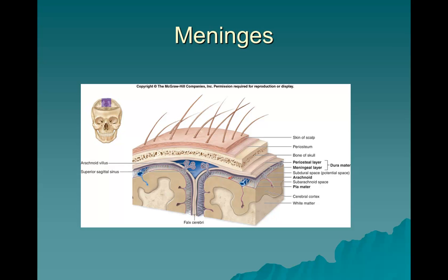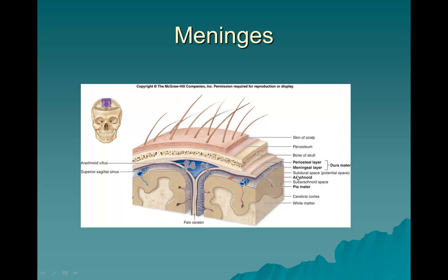Now below that dura is the subdural space. Right below the dura is the subdural space. So if you ever hear the expression, oh my gosh, they have a subdural hemorrhage, this is the area they're reflecting upon, where you could have some bleeding post-trauma.